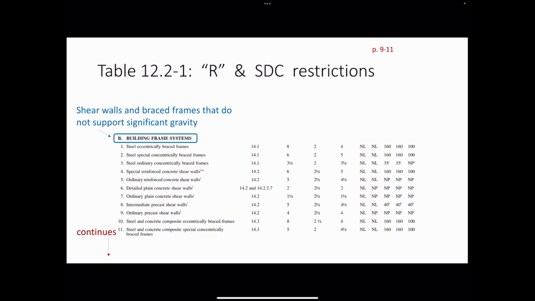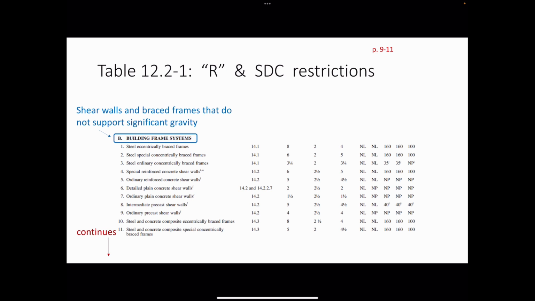So if those shear walls fail, it's less critical because there's a separate frame in place that can hold up the vertical loads of the building, right? So it's still vertically supported in that situation. So in category B, you will see shear walls as well as braced frames, right? So braced frames are never responsible for supporting significant gravity, so you won't find them in the bearing wall category.